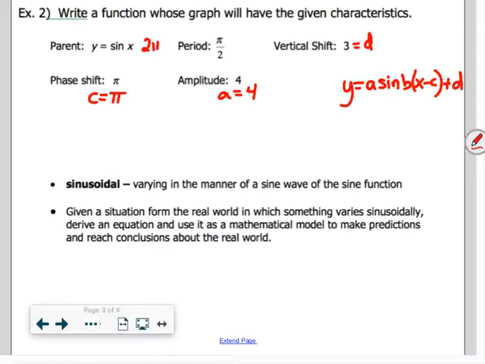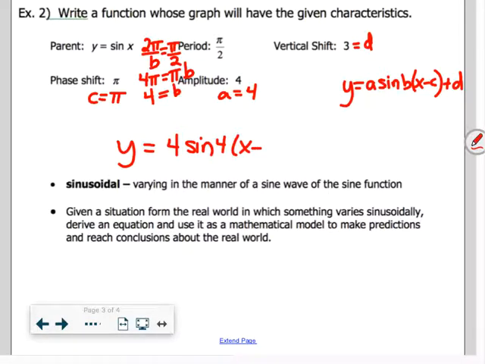For sine, 2 pi over b is going to equal pi over 2. And if you're struggling, you could just cross multiply and say 4 pi equals pi b. So b is 4. So here we go. I'm just going to plug everything in. Y equals 4 sine, for the quantity, x minus pi, plus 3. Okay, you guys remember that?